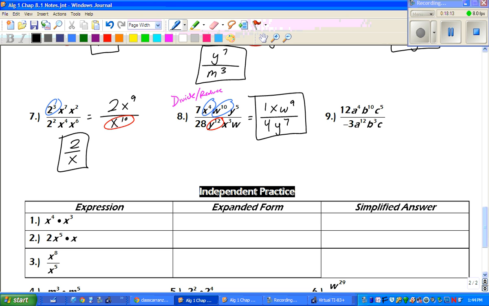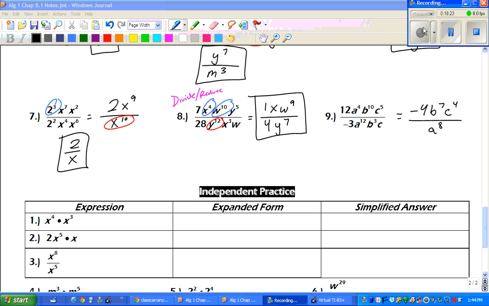All right, number 9, why don't you pause the video and see if you can do it all by yourself. Okay, and there you go. Okay. So 12 divided by negative 3 gives you negative 4. The a's win on the bottom. And then both the b's and the c's win on top. Okay?